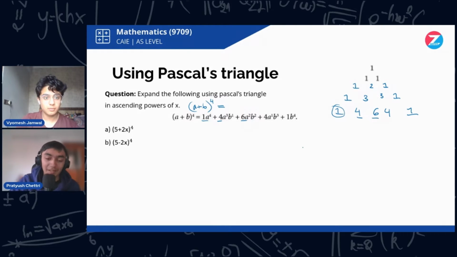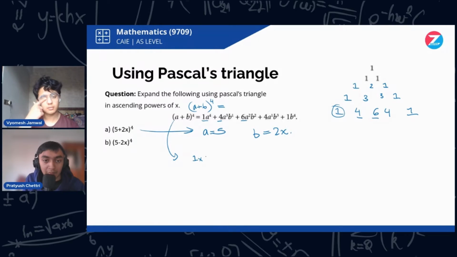Right, so there's no nice way to explain this other than do it, so I'm just going to do it for you guys. So let's say a is 5 here for this one, and b is 2x. So if we apply this formula, we're going to get 1 times 5 to the power 4 plus 4 times 5 to the power 3. That's a to the power 3, and then b to the power 1. I like to put brackets around the terms so I know they're multiplying. Then we're going to use 6, the coefficient, and then we're going to use a squared, so 5 squared, and then b squared, (2x) whole squared.